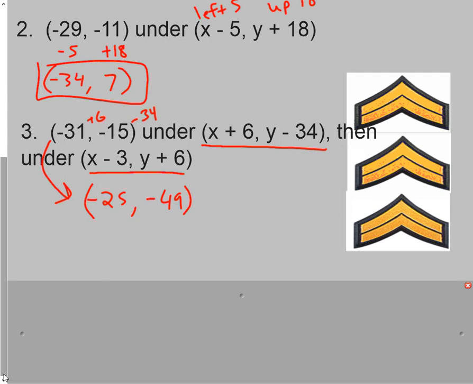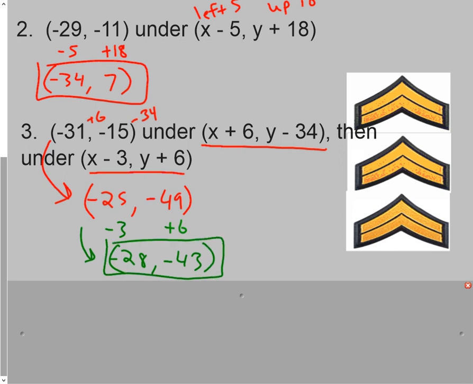Then my second one, I'm going to do in green, I would subtract 3 from the x, and then I would add 6 to the y. It's just telling us what to do after that. So I would end up with negative 28 and negative 43. There is my final coordinate after a translation.